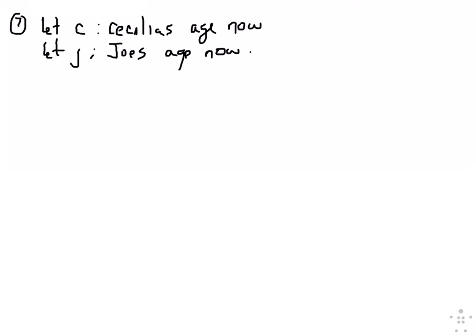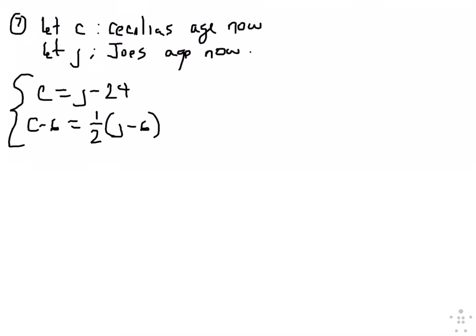Cecilia is C equals 24 years younger than Joe, so J minus 24. There's the first equation. Then it says 6 years ago she was, so 6 years ago she was C minus 6, right? She was half as old as he was, half as old as J was 6 years ago, as Joe was 6 years ago. So there's our two equations.